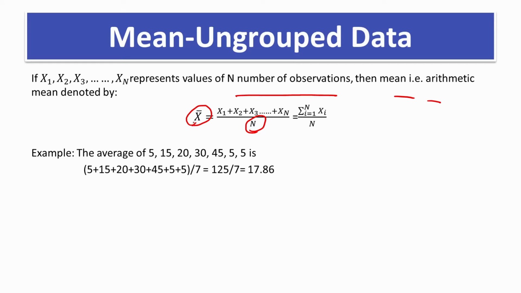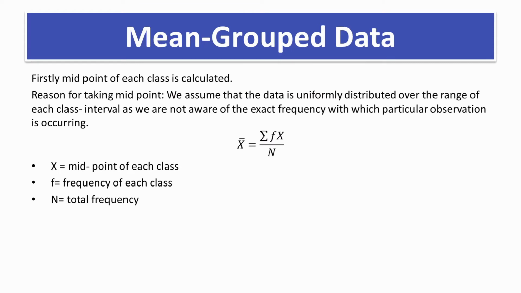So the data is ungrouped, but sometimes you are given grouped data, that is classified data, or you can call it class data. Then the calculations would be different. In that case, firstly, you need to calculate the midpoint of each class. Now, the point is why we are taking the midpoint of each class.